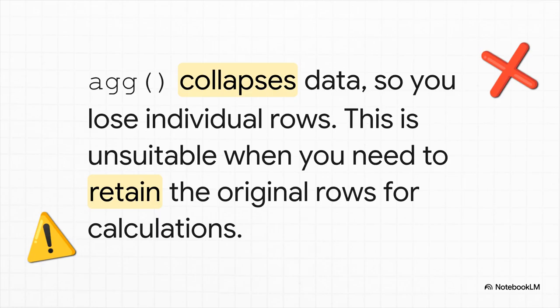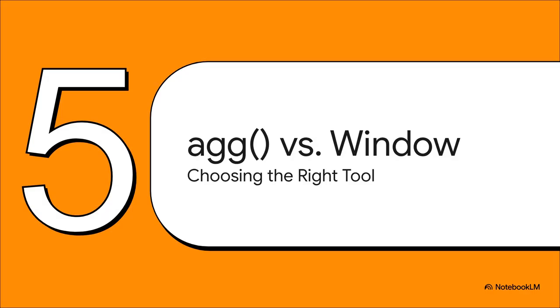And this gets right to the heart of the problem we hinted at earlier. The agg function, by its very nature, collapses your data. It literally throws away the original rows and just gives you back the summaries. So if you need both the group summary and the original row-level detail, agg is the wrong tool for the job, period. So if agg can't do that, what can?